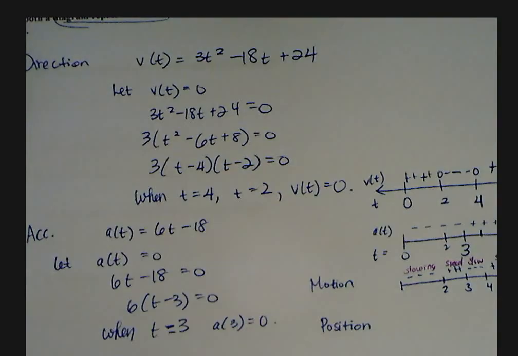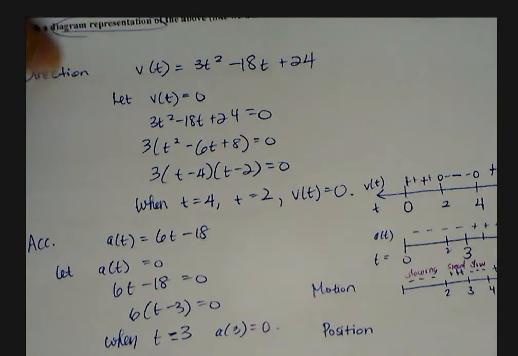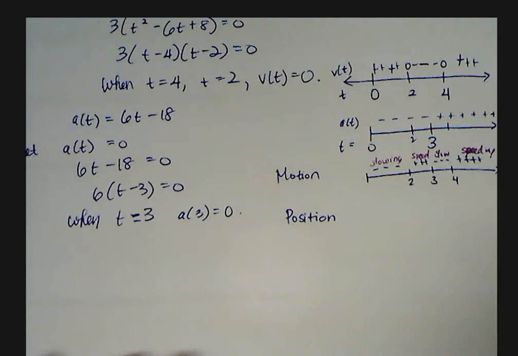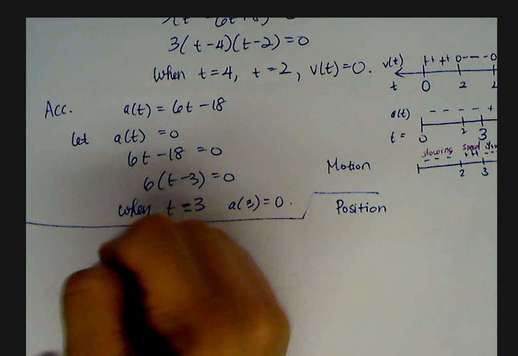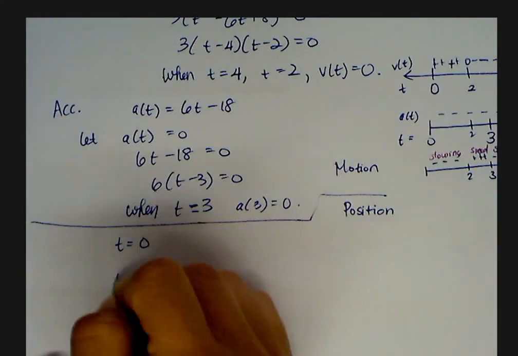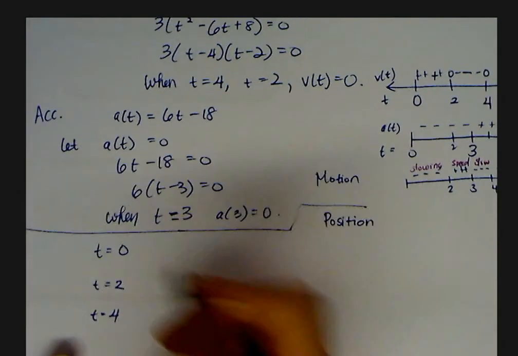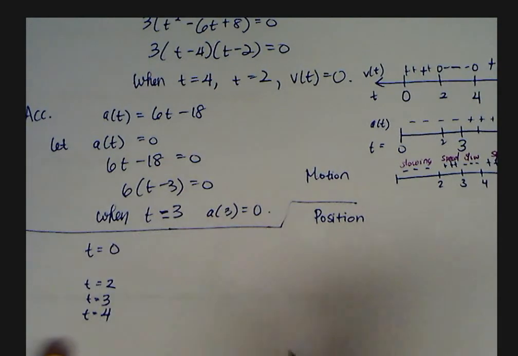Okay, anyhow, guys, let's go back to this problem. So position. What do we know about position? Regarding position, what do we care about? We want to know where it was at time equals 0, where it was at time equals 2, and where it was at time equals 4, right? Oh, you're right. Well, we don't really need 3. Why not? Because we want to know where it started, right?